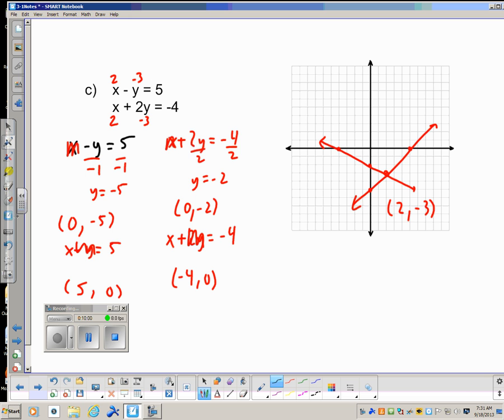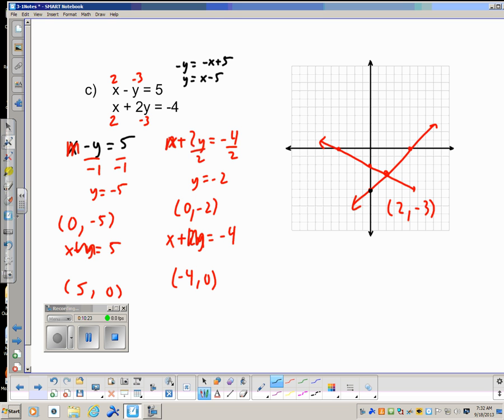The other way again would be to put this in y equals mx plus b form. So if I subtract x here, I get negative y equals negative x plus 5. Divide everything by negative 1, and we get y equals x minus 5. So then I could plot my y-intercept down here on my graph at negative 5, and then rise 1, run 1, rise 1, run 1, rise 1, run 1, and see how your dots can get more exact that way.